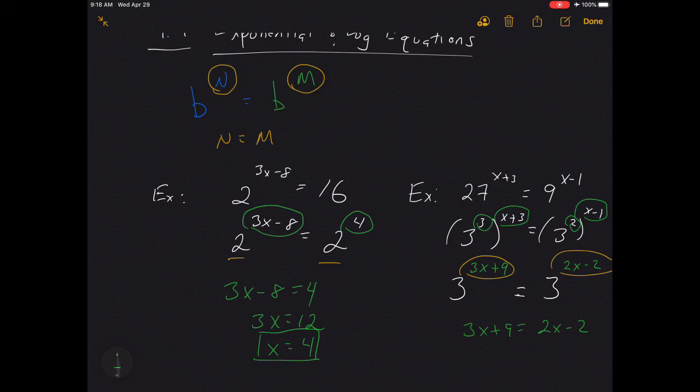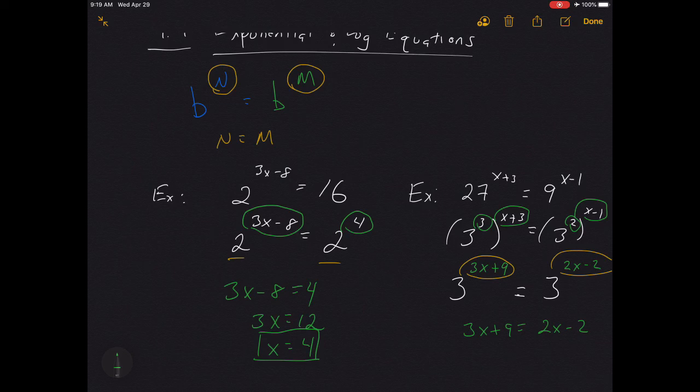You're setting the exponents equal to each other because in order to make the statement true, that has to be true. So that's why we're able to do that and solve it. We are not crossing off the bases. So don't do that. That's mathematically not correct. Okay, so let's go ahead and solve this.